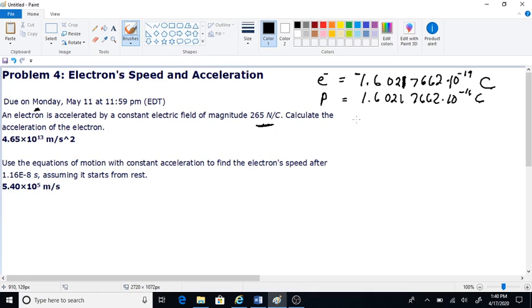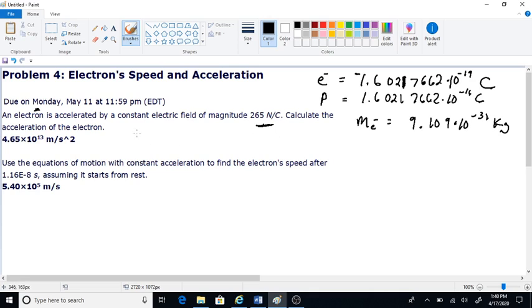We also need the mass of an electron. The mass of an electron for us is 9.1 times 10 to the negative 31st kilograms. This is also on your equation sheet, by the way. Very tiny. All right, so let's go from here.